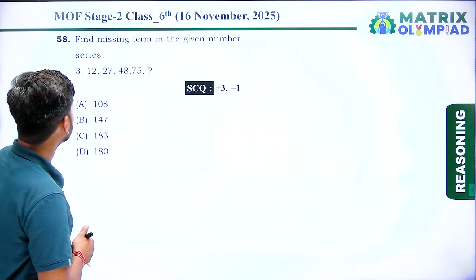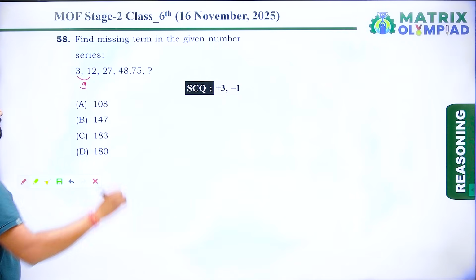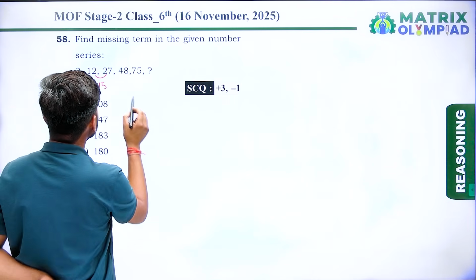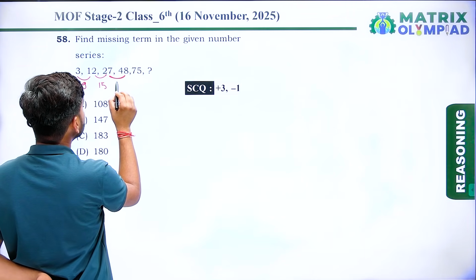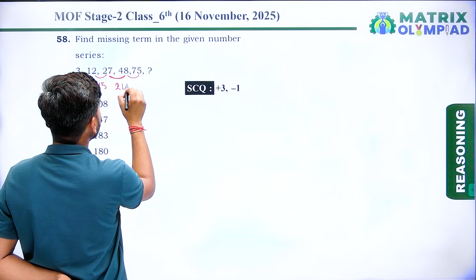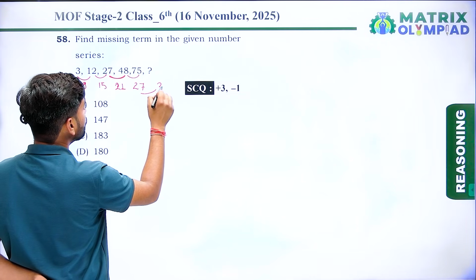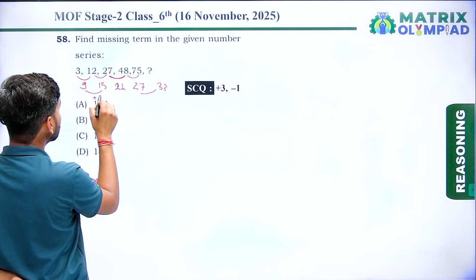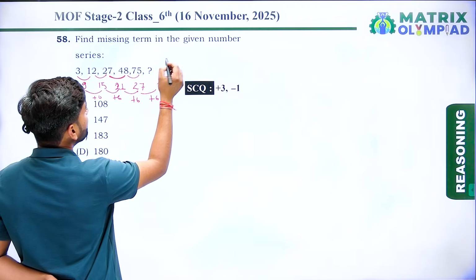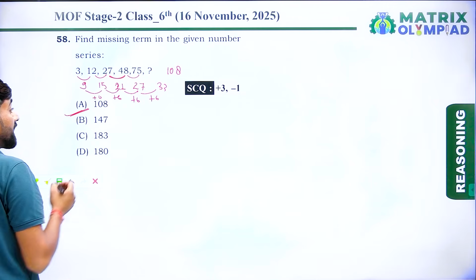In this question, the difference of 12 and 3 is 9, and for 12 and 27 it is 15, and the difference between 27 and 48 is 21, and the difference between 48 and 75 is 27. So the next difference will be 33, because the difference is increasing by 6 in each term. So if we add 33 to 75, we get 108. So our option A is the right answer of this question.